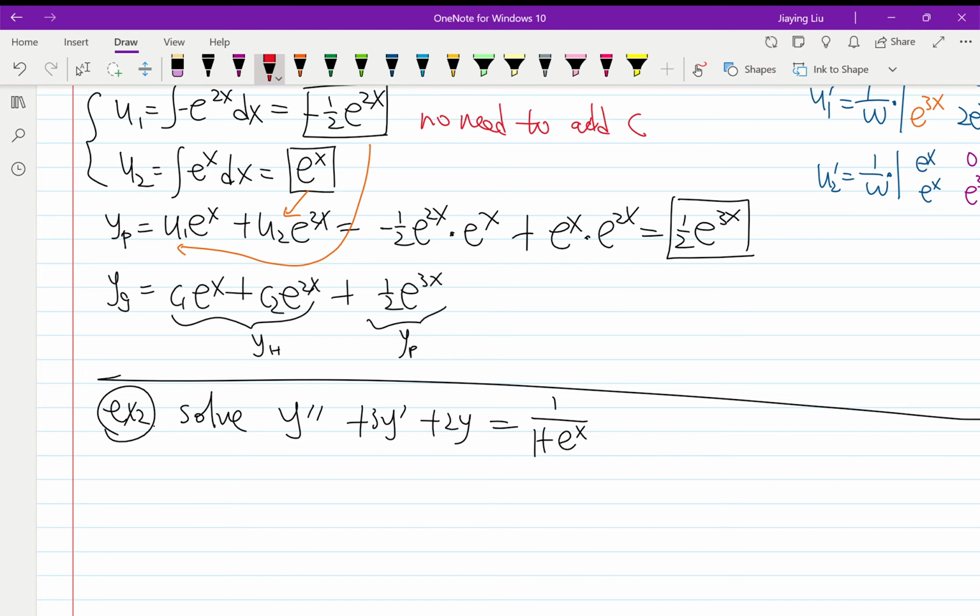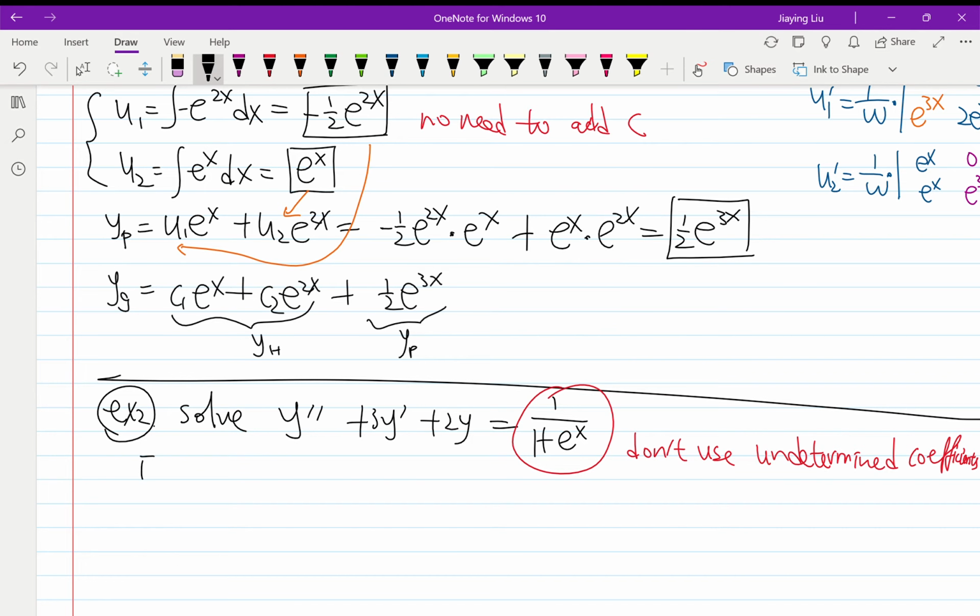And so you can see that this is the f of x. It's not that simple. It's not one of the common functions we use for undetermined coefficients. So this one, we're going to use variation of parameters only. So don't use undetermined coefficients here. So we're going to use variation of parameters.